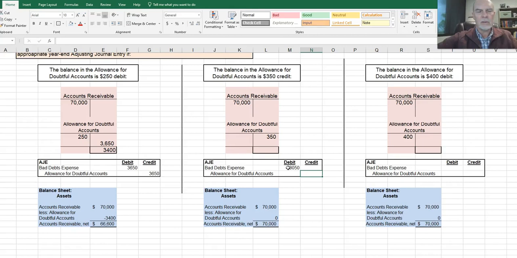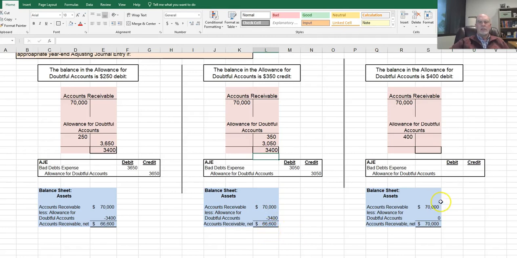Debit to bad debt expense and credit to the allowance account. And when we put $3,050, when we post that to the allowance, that now brings the allowance account down to that $3,400 that we wanted it to be. So again, it brings the net accounts receivable down to $66,600.